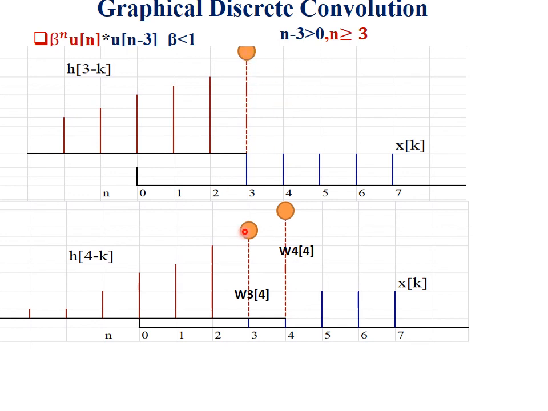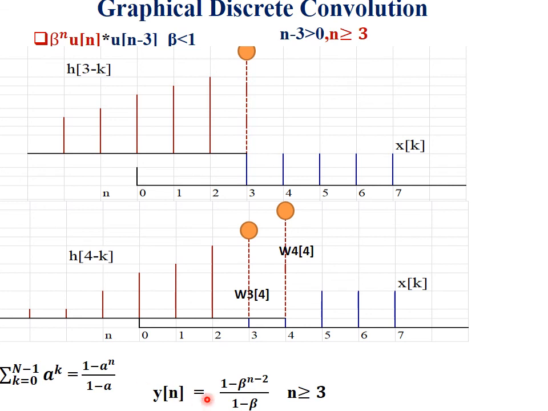Also, we need to evaluate what are these values. We have just said that a product has been generated with h of 3 minus k and x of k, or with W3 of 4 and W4 of 4. Let us go on to see how the evaluation takes place. We recall that the geometric progression is given by the summation for k equal to 0 to n minus 1 of a to the k is 1 minus a to the n divided by 1 minus a. On similar grounds, for this particular case, we would be getting the summation as 1 minus beta to the n minus 2 divided by 1 minus beta for n greater than or equal to 3. n minus 2 has been generated because it starts from 3 onwards.